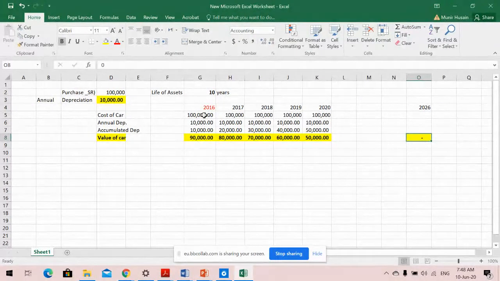You will show your cost, this number, and you will show this number, so that any user can see what was the cost, what was the total depreciation, what is the value of the asset now. This is what we call depreciation. This is a very important concept. Just remember this example.